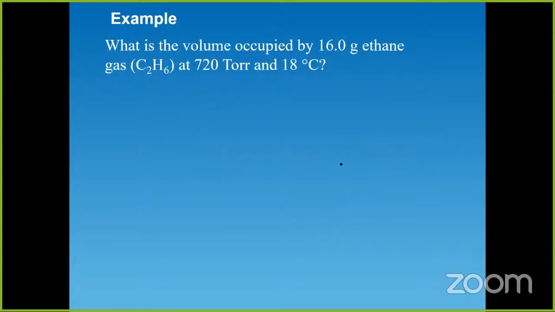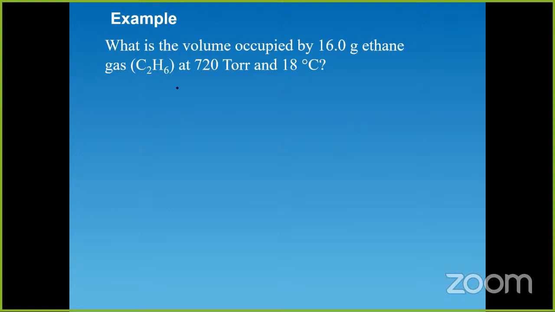Now, this one is a bit different because for one, they're asking for the volume of the gas. For two, they gave you the mass. For three, they gave you the formula, and they gave you the pressure in torr and the temperature in Celsius. So obviously, there are some unit conversions that you'd have to do in order to solve this problem.